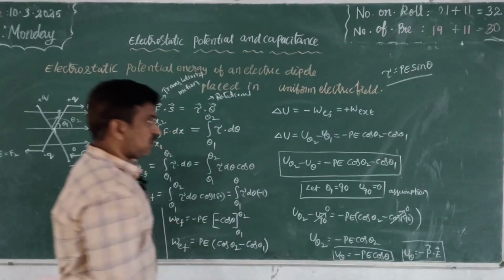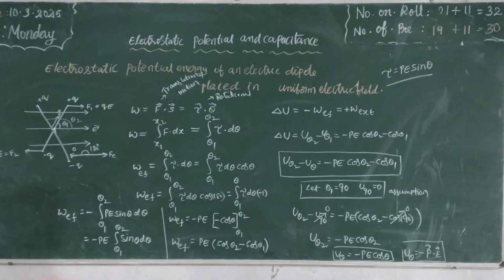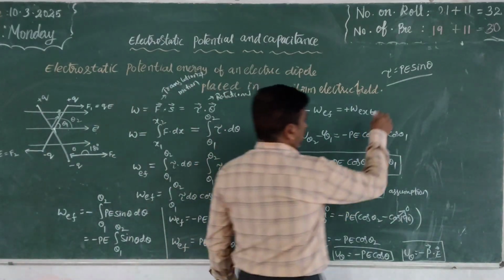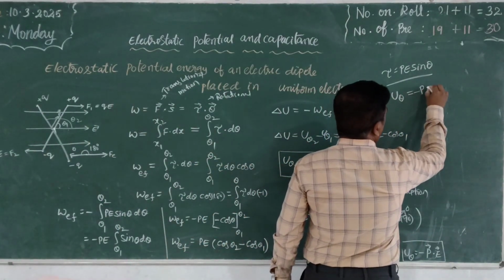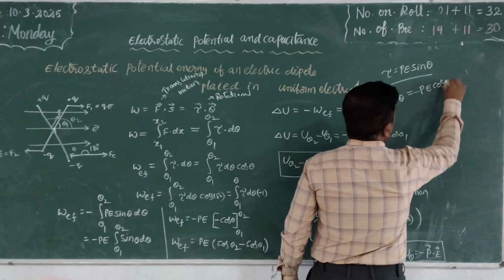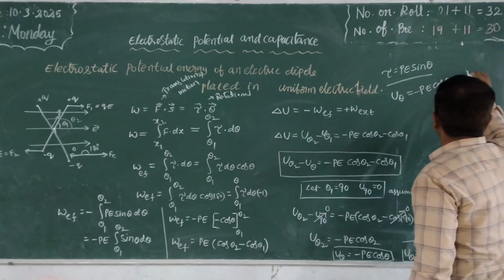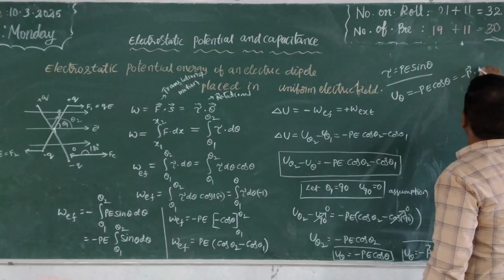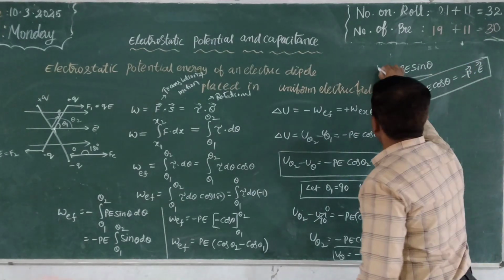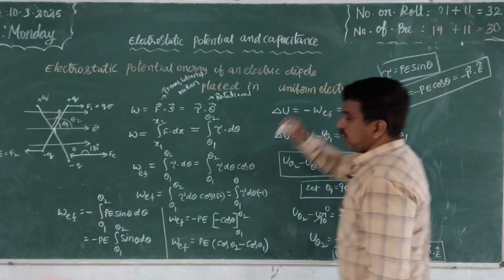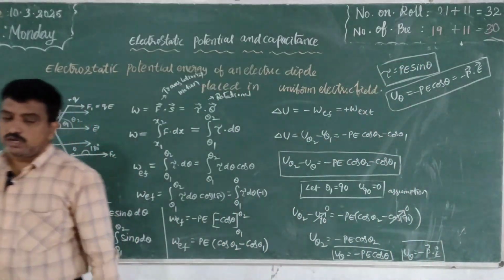What is the electrostatic potential energy when it is placed in the external uniform electric field? Electrostatic potential energy equals U theta equals minus Pe cos theta, or we can write minus P dot E. It is the formula for electrostatic potential energy. This other one is the formula for torque acting on the electric dipole.